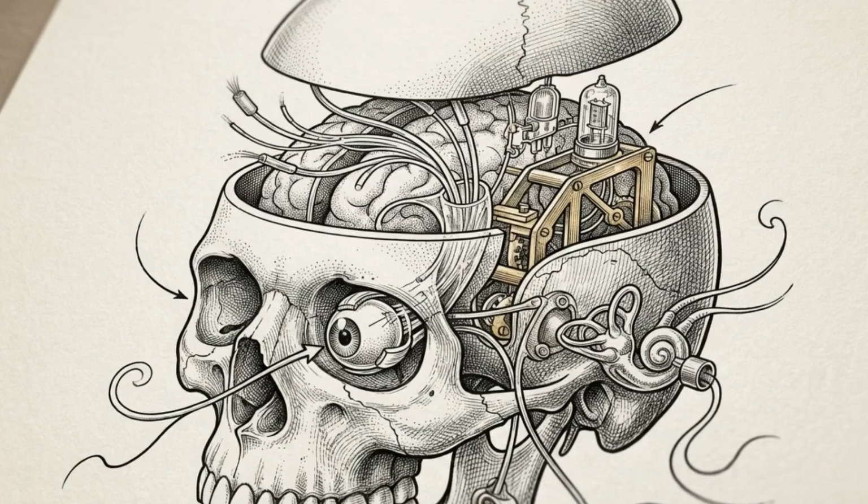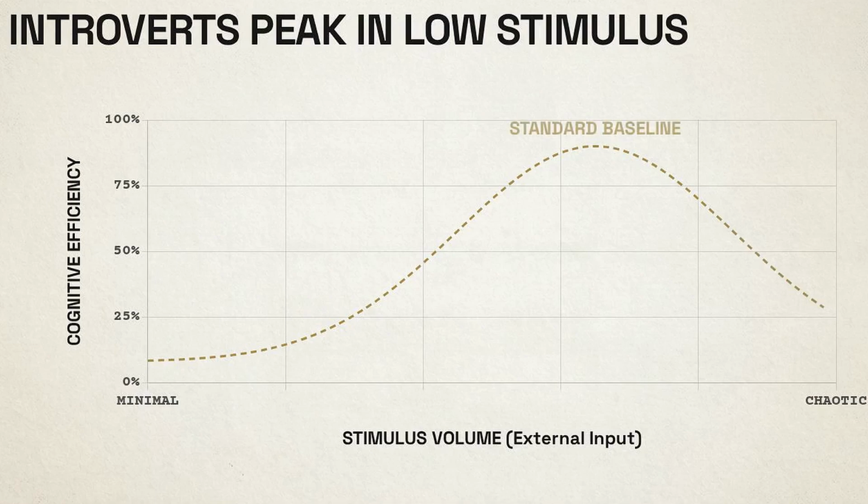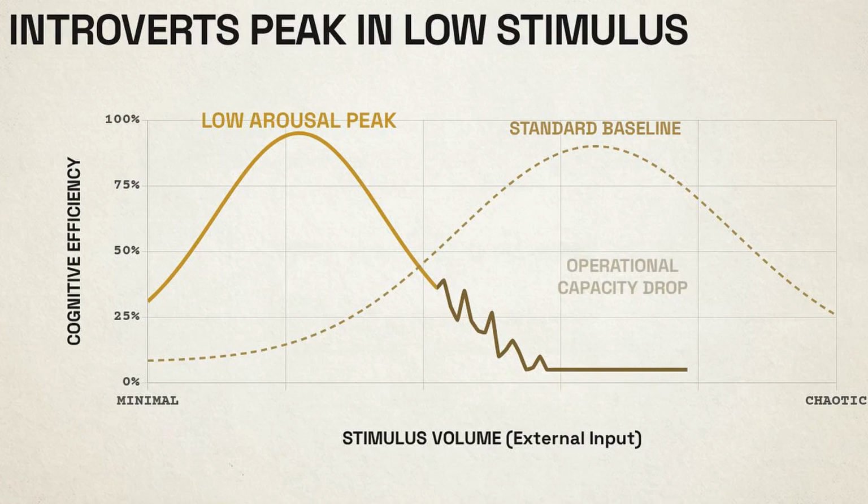The first layer of the blueprint handles incoming sensory data. This graph shows the low arousal preference. The introverted baseline peaks at a significantly lower stimulus volume, meaning the system operates best with minimal external input. Chaotic environments push the introverted brain past its operational capacity, causing a sharp drop in cognitive efficiency.